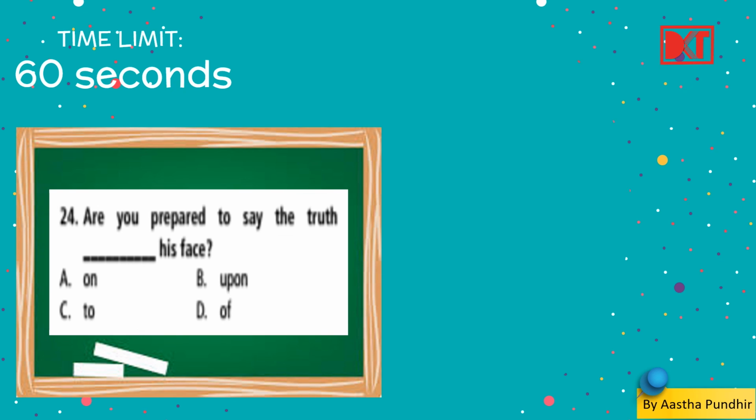Alright, now next. Are you prepared to say the truth dash his face? On his face, upon his face, to his face, or off his face? Now here the correct answer, I think, is pretty easy. It's a very common phrase: are you prepared to say the truth to his face, which means in front of him. Okay? Say the truth to the face. It's a pretty common phrase. Alright.